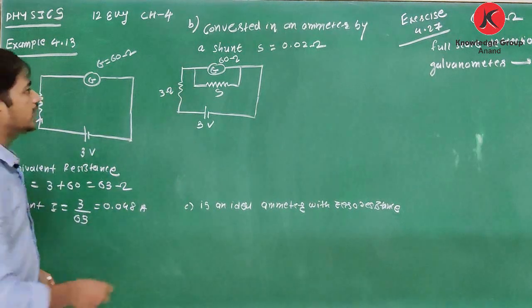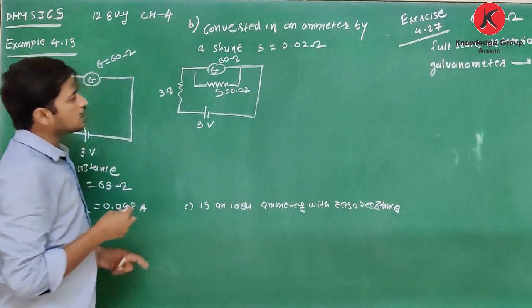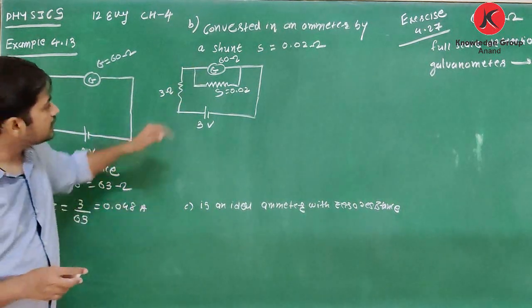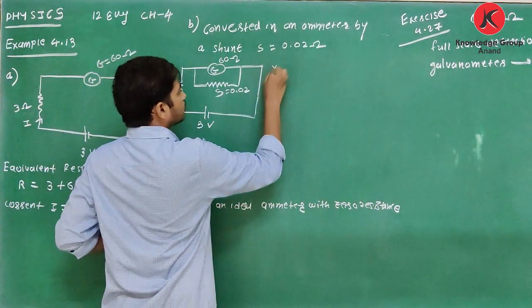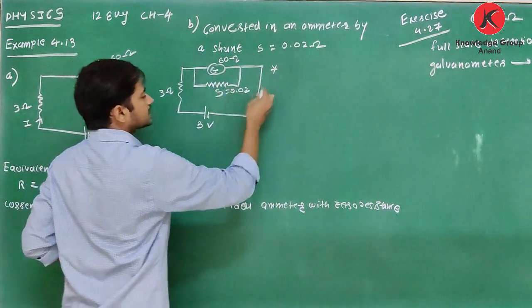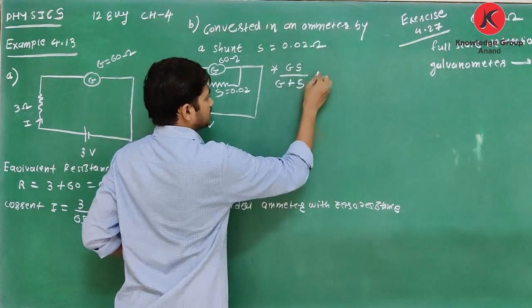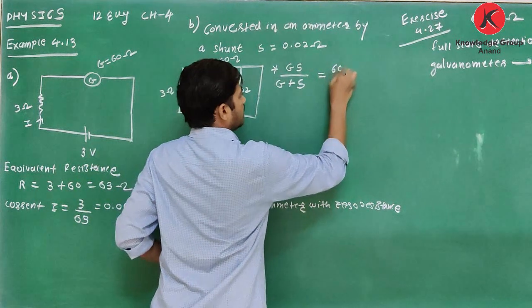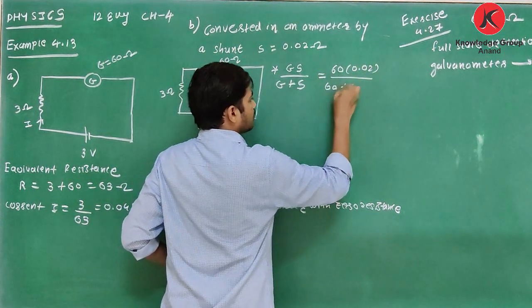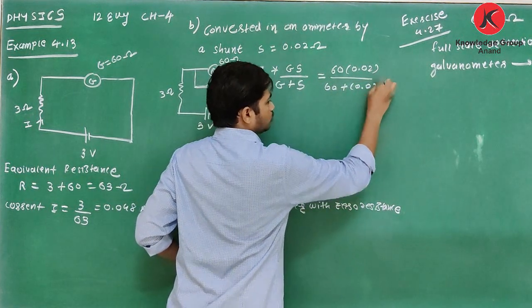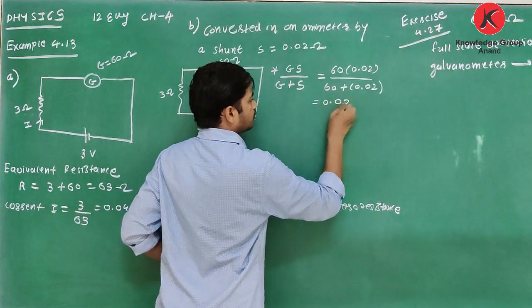First of all, S is given as 0.02. We will find the equivalent resistance. See, this G and S are in parallel connection. So what is the answer for G and S in parallel? It is GS upon G plus S. G is 60, S is 0.02, divided by 60 plus 0.02. If you calculate this, you will get approximately 0.02.